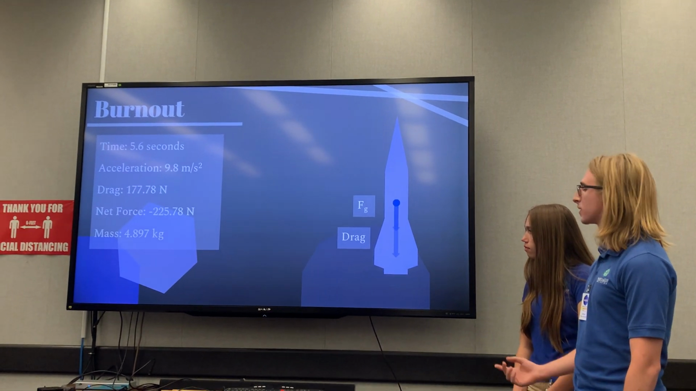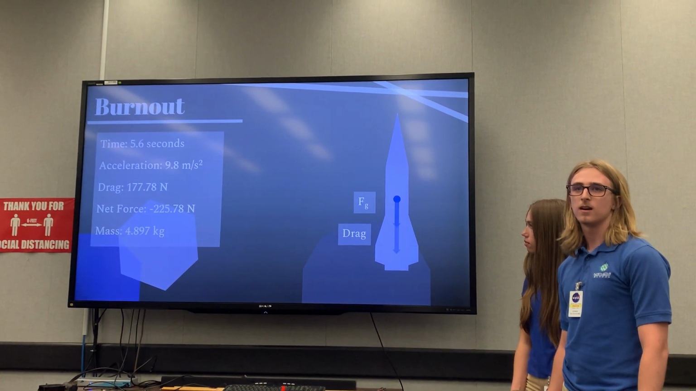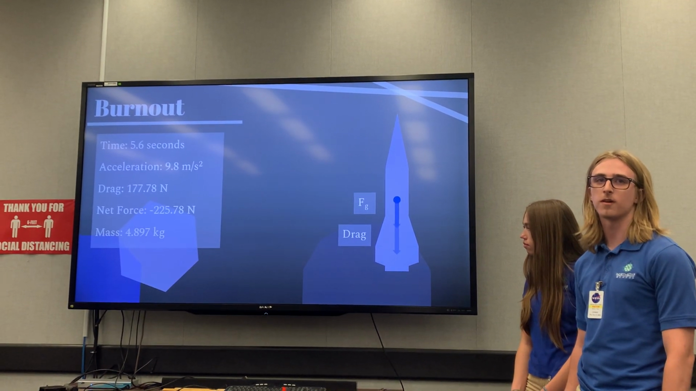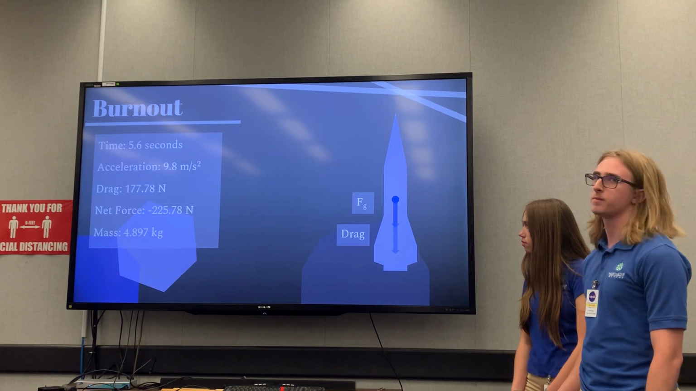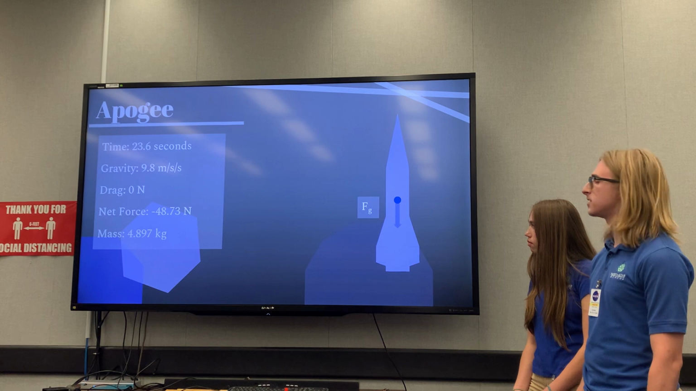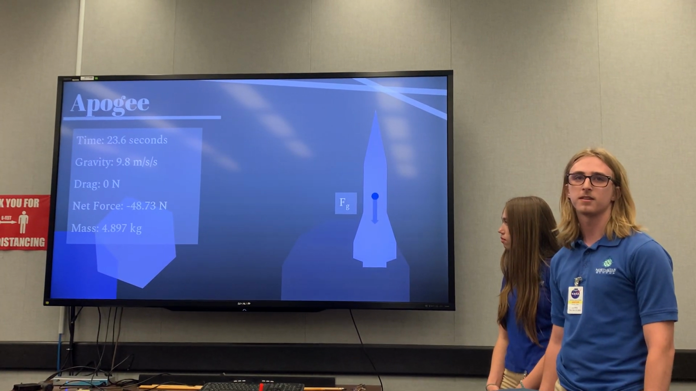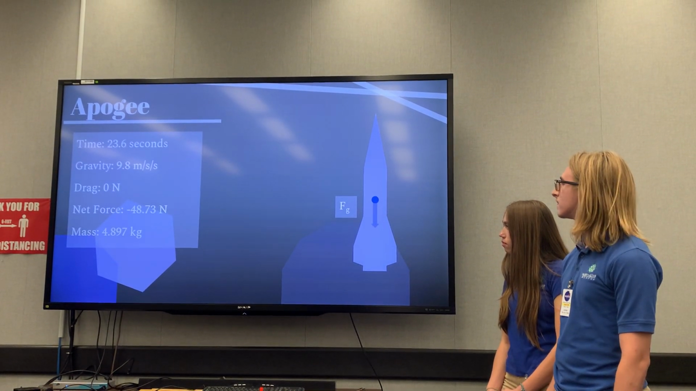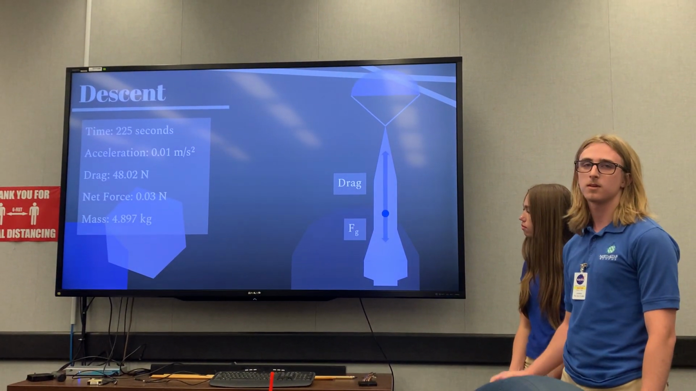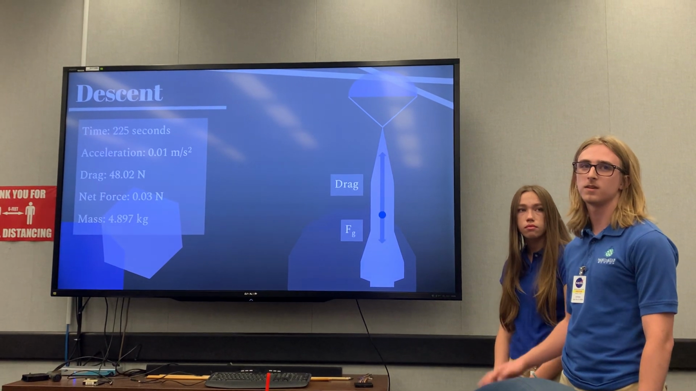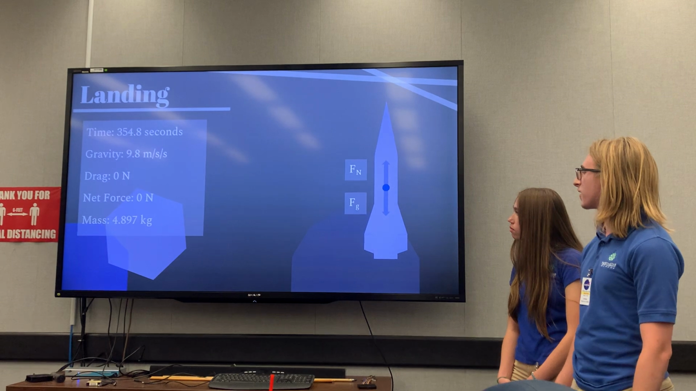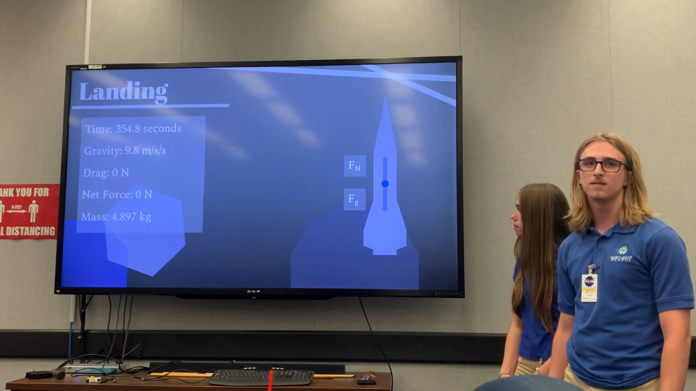And this is the burnout, where the engine stops thrusting and there's no longer anything else pushing the rocket up, and there's only drag and gravity pushing it back down. And at apogee, there's nothing but gravity affecting the rocket. And during descent, gravity is going down and drag is going up as the rocket is going down. And at landing, gravity and the net force are equal.